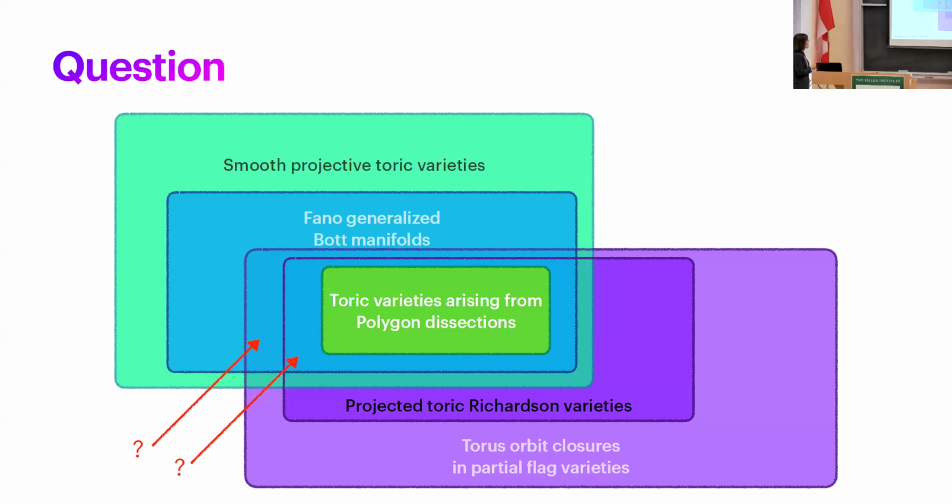I would like to explain one problem. Today we saw toric varieties arising from polygon dissections, and they are Fano-Gorenstein manifolds, and they appear as torus orbit closures in partial flag varieties as projections of toric smooth Richardson varieties. We already know that these four parts are non-empty, but we do not know whether these two parts are empty or not.